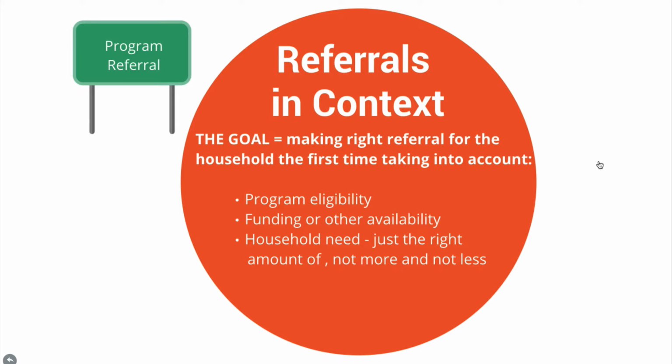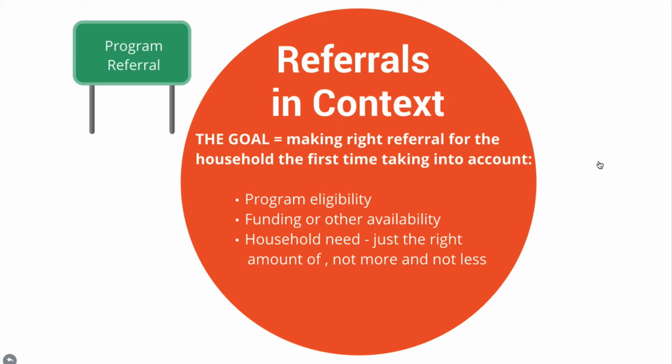The goal of this part of the tool is that we get the right referral for each household the first time that someone presents for services. Again, we want to make sure that we're taking into account program eligibility, funding or other availability of what's available right now, and what the household needs. And we want to get each household the exact right amount of assistance.